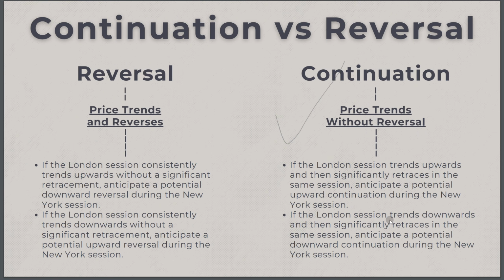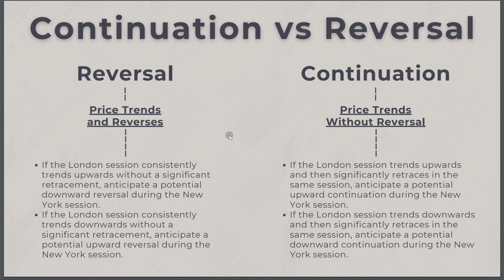Now, if the London session trends downwards and then significantly retraces in the same session, we anticipate a potential downward continuation during the New York session. We're going to go over some examples and you're going to understand just how to determine the continuation versus reversal just by looking at the session.